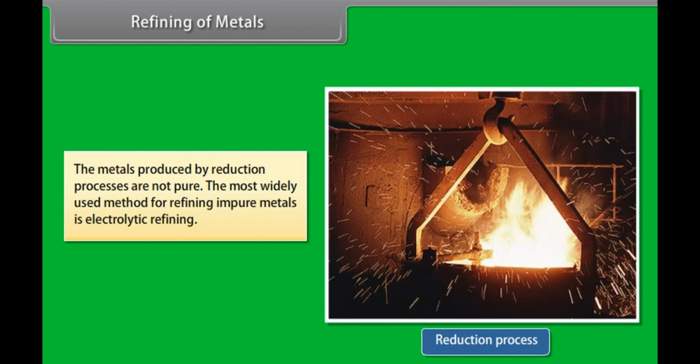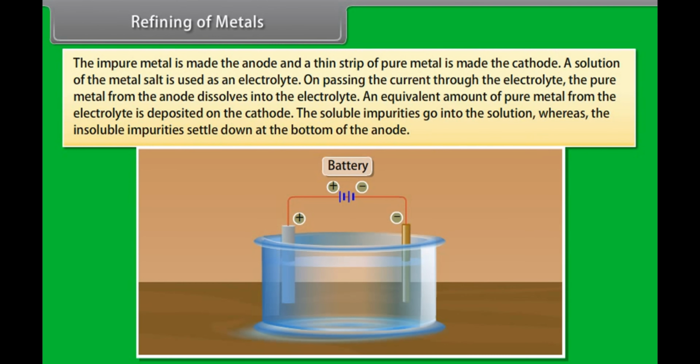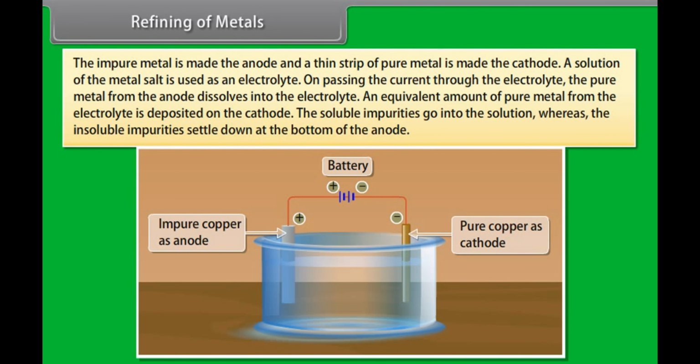The most widely used method for refining impure metals is electrolytic refining. Many metals are refined electrolytically. The impure metal is made the anode, and a thin strip of pure metal is made the cathode. A solution of the metal salt is used as an electrolyte. On passing the current through the electrolyte, the pure metal from the anode dissolves into the electrolyte. An equivalent amount of pure metal from the electrolyte is deposited on the cathode. The soluble impurities go into the solution, whereas the insoluble impurities settle down at the bottom of the anode. These are known as anode mud.